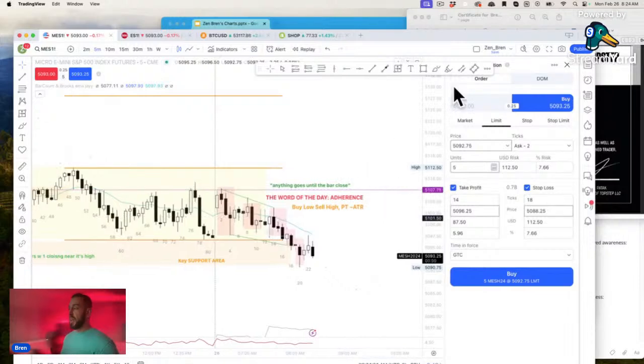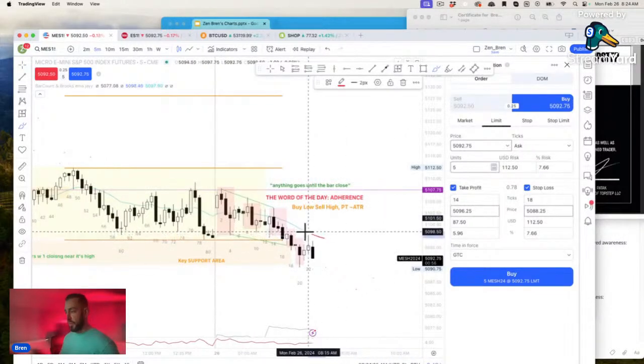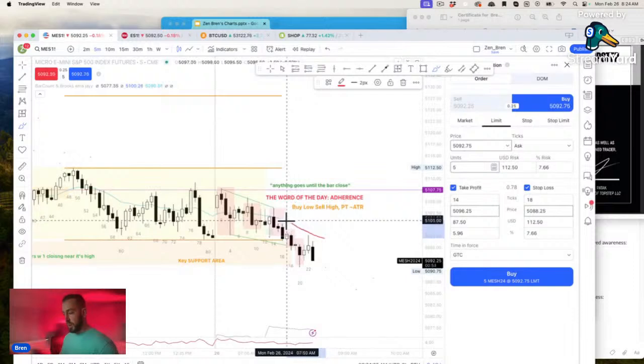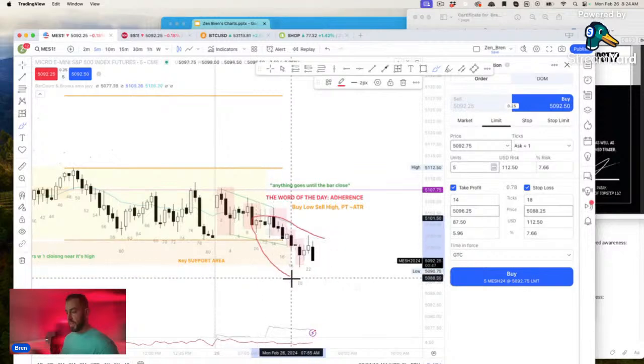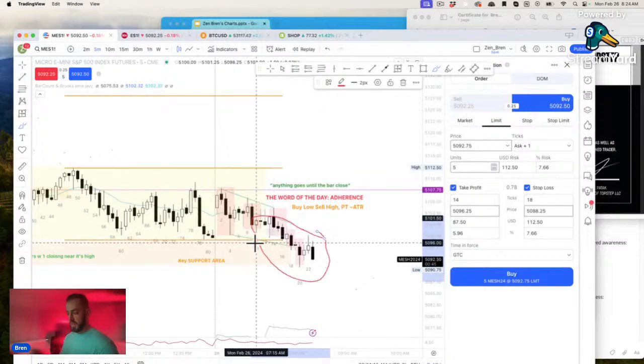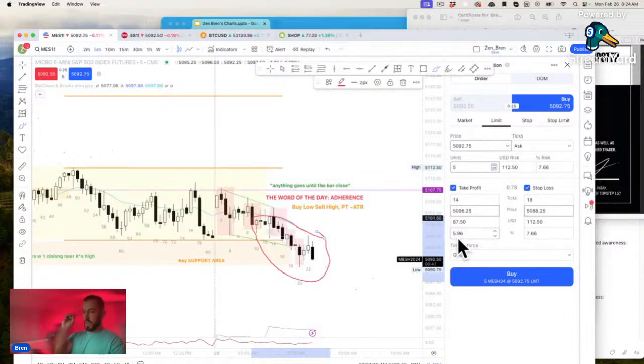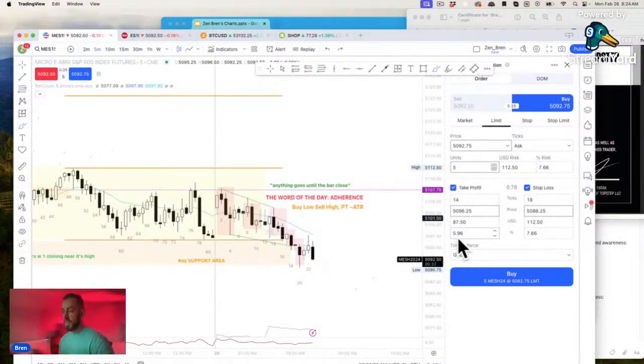And how do you know that? It's really simple. Look at all the closes below the moving average. Okay, the average price tells you the context. And we've got all of these closes below the moving average. So since 7:15 a.m., the bulls haven't been able to get a single close above the moving average, which tells you that the market is bearish.